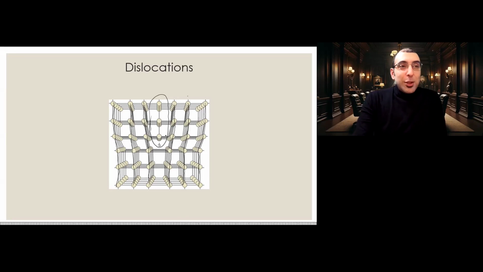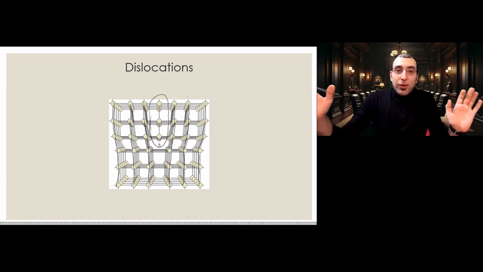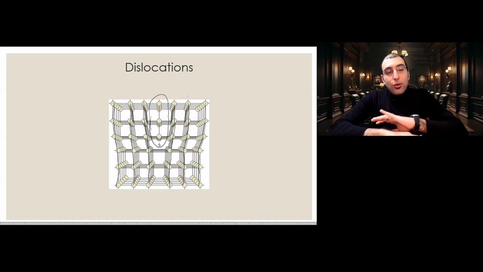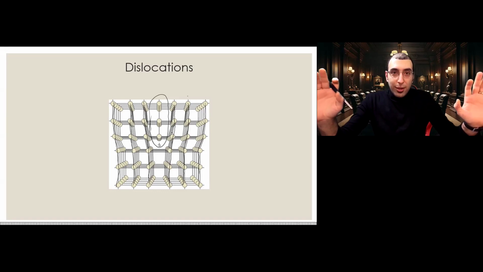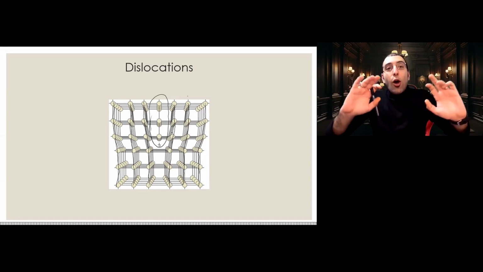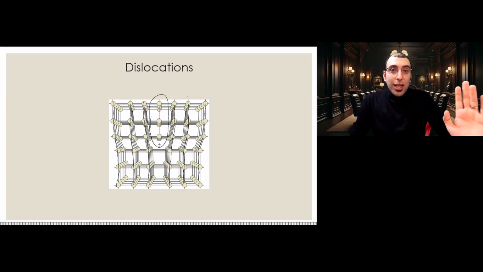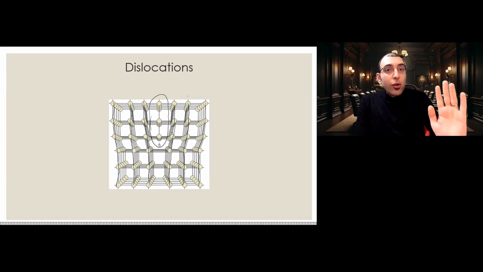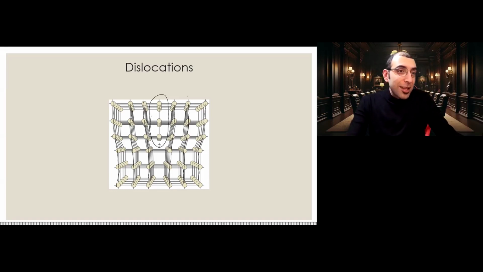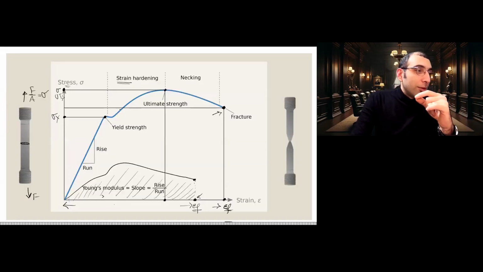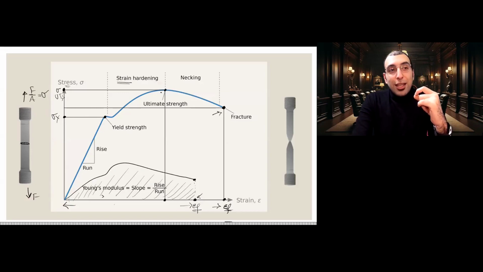So these dislocations, these extra half planes within the crystalline materials, are scattered throughout the material, and they are thermodynamically stable in all crystalline materials. These dislocations are responsible for the increase in strength. These dislocations are responsible for this phenomenon that the strength is increasing and increasing until the necking point.